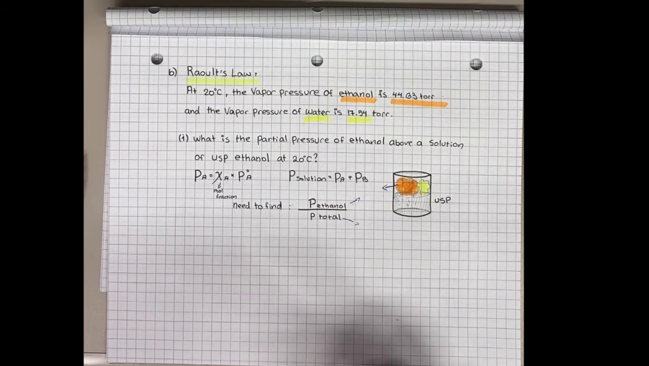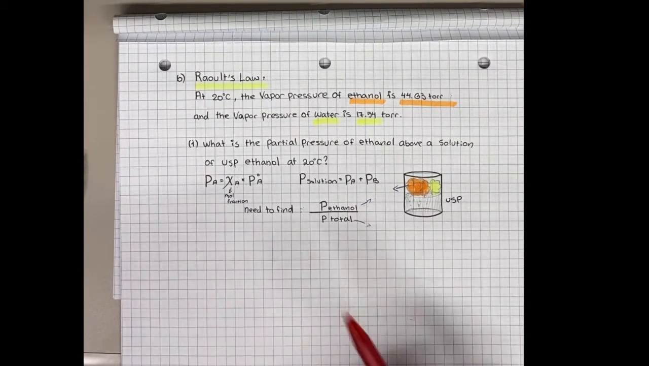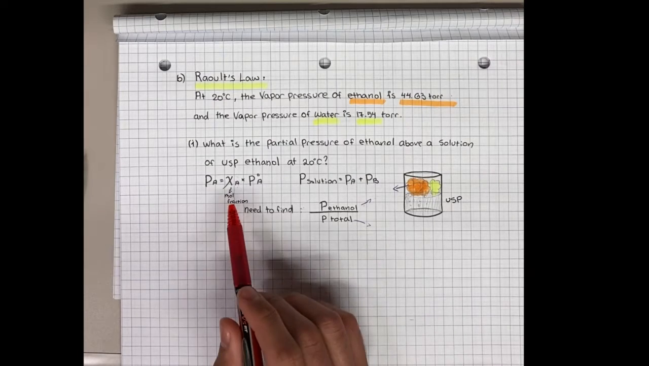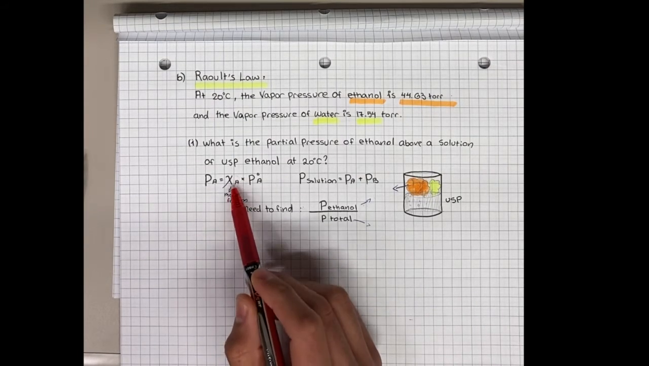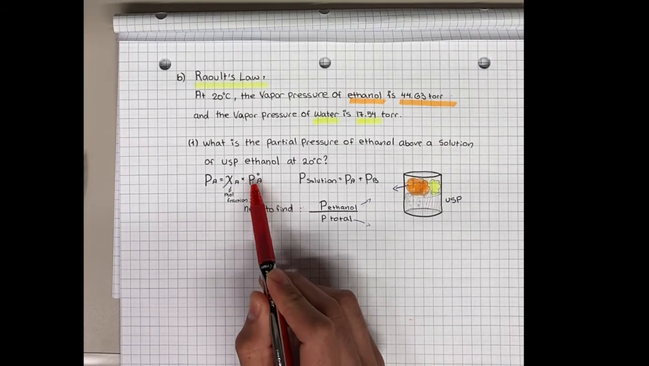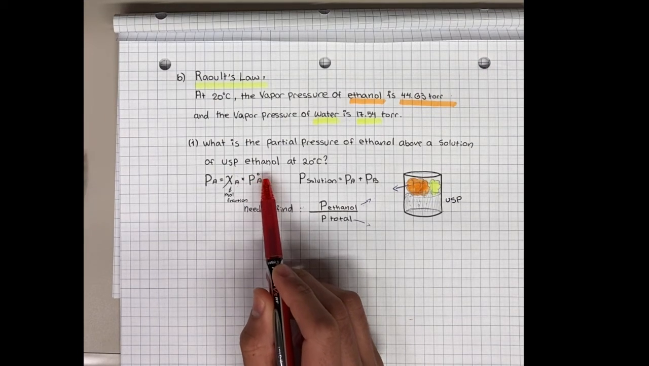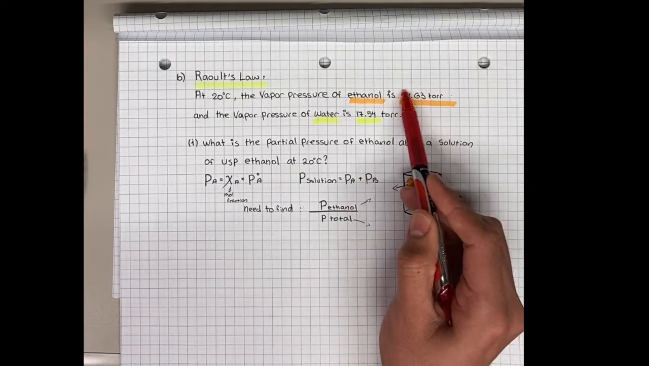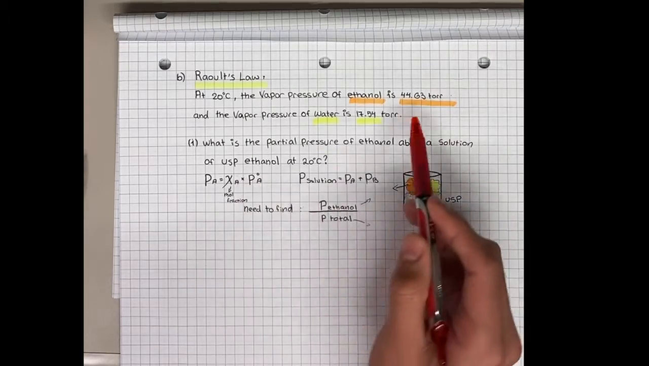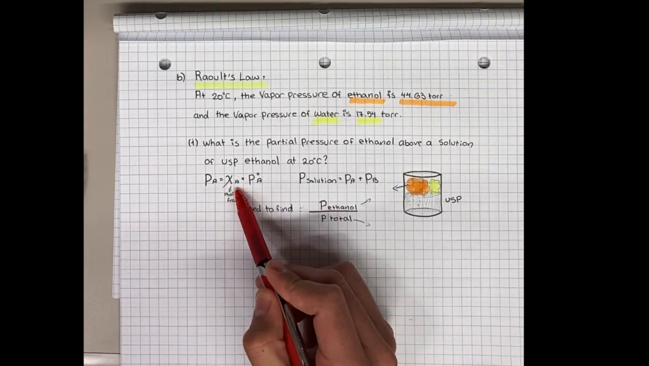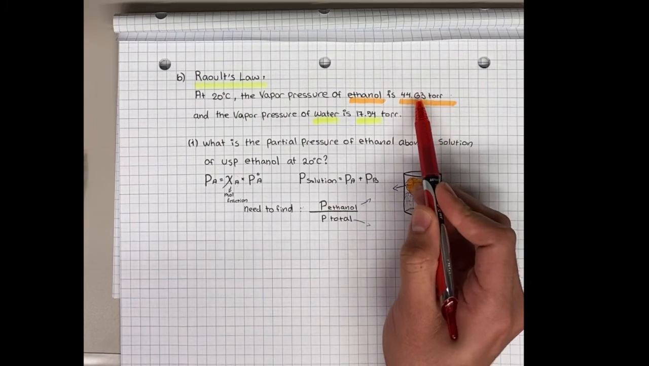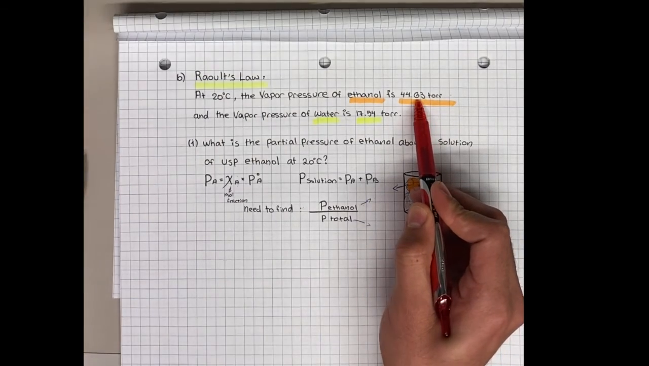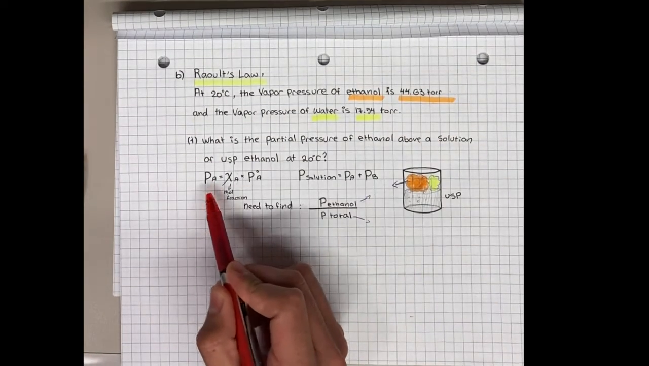According to Raoult's law, the partial pressure of a component in the solution is equal to its mole fraction in the solution times the vapor pressure of the pure component. So if I'm given the pure pressure of the component, I need to find the mole fraction and then multiply it by the pure vapor pressure of the component to find the partial pressure of ethanol.